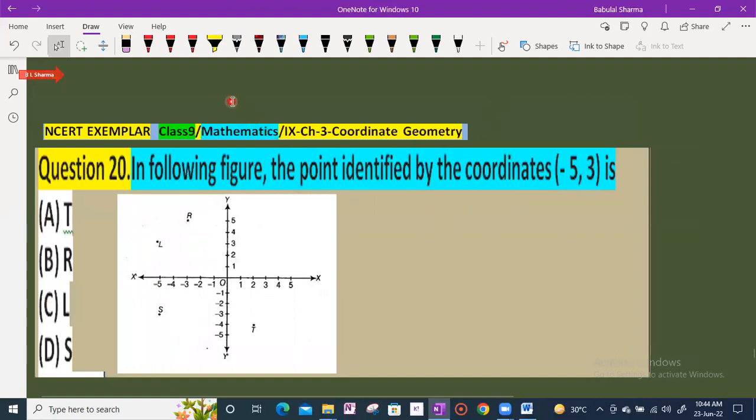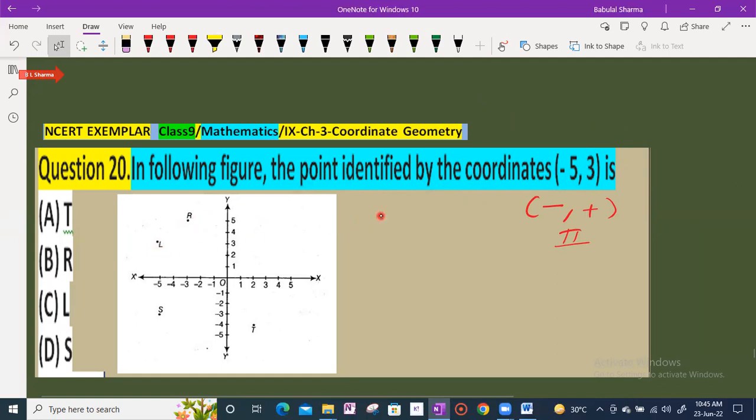Next question is on your screen. In the following figure, the point identified by the coordinate -5, 3. What is the sign here? Sign is negative and positive. Students, this point will lie in the second quadrant. Second quadrant में ये point आपको मिलेगा. देखिए, अब सेकेंड क्वाड्रेंट में 2 points are there, 1 point is R and other point is L.